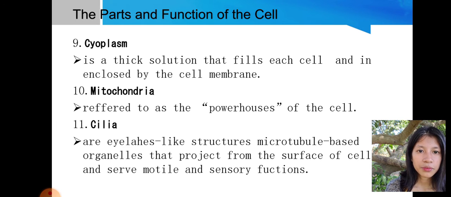Next is mitochondria, referred to as the powerhouse of the cell. They help turn the energy we take from food into energy that the cell can use. Next is cilia, which are eyelash-like structures, microtubule-based organelles that project from the surface of the cell and serve motor and sensory function.